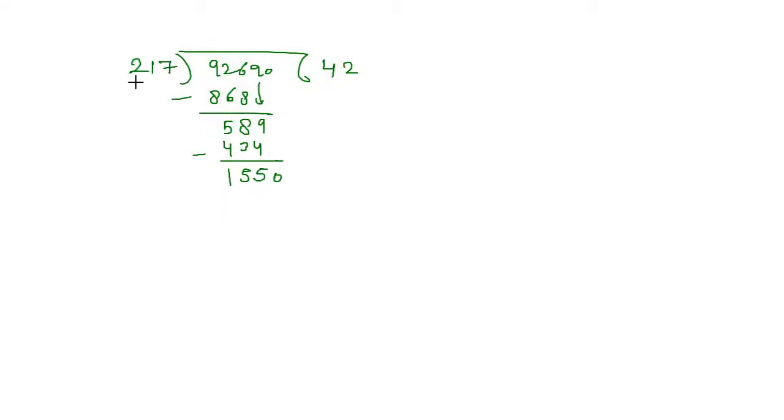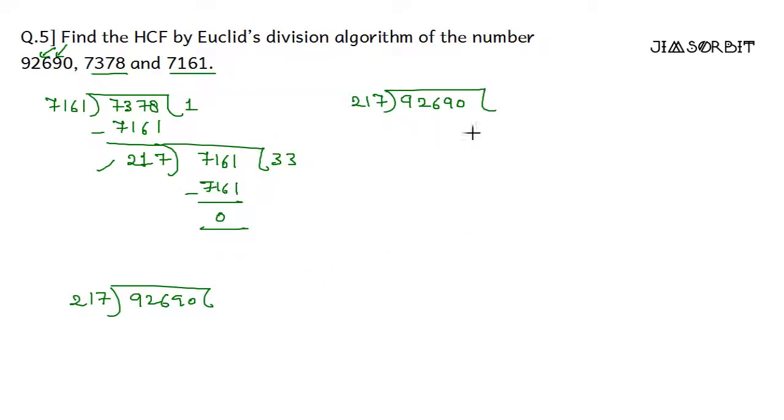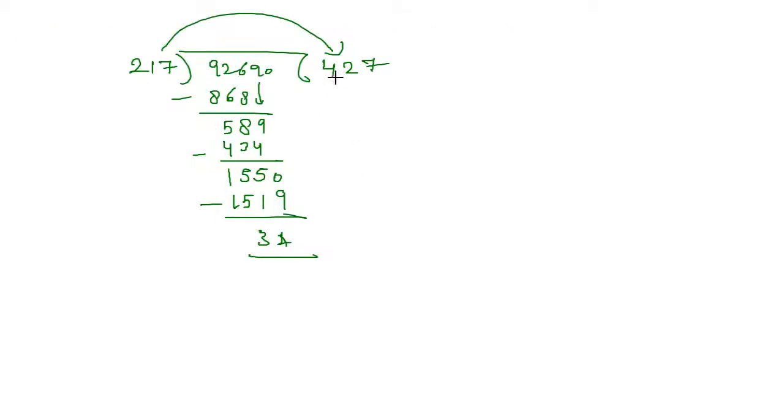Now 217, 7 2s is 14 and 8 2s are 16. So 7 times will work. So 7 times, 7 7s are 49, and so on. 7 2s are 14 plus 1, 15. Okay, so 10 minus 9 is 1. And 4 minus 1 is 3. So we get 31. Now what we have to do, we have to just multiply these and directly write here. You have to write 217 exactly 427 times.